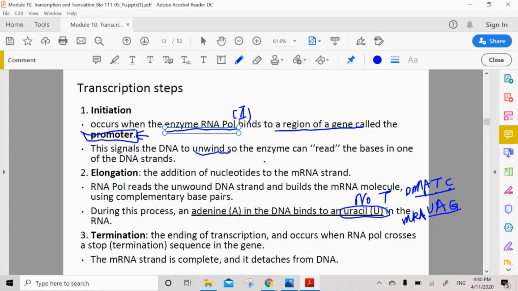Termination, again, very straightforward. In the DNA strand, you have a termination or stop sequence. Once the RNA polymerase gets to that stop sequence, it will stop and detach from the DNA. That signifies the end of transcription.